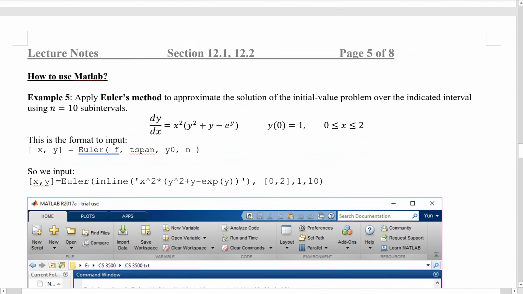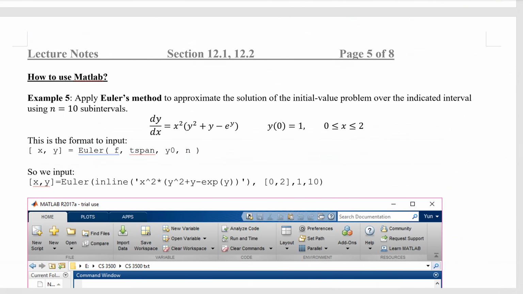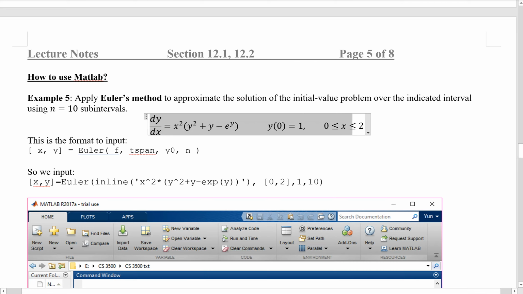Next, MATLAB, yay! Example 5: apply Euler's method to approximate the solution of the initial value problem over the indicated interval using n equals 10 subintervals. I strongly recommend you redo this problem using n equals 4. It would be a good exercise. Then you can check your work using this MATLAB.